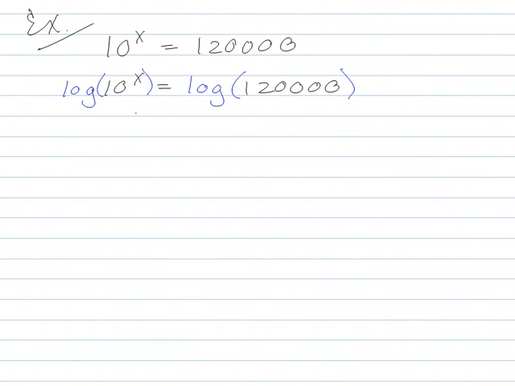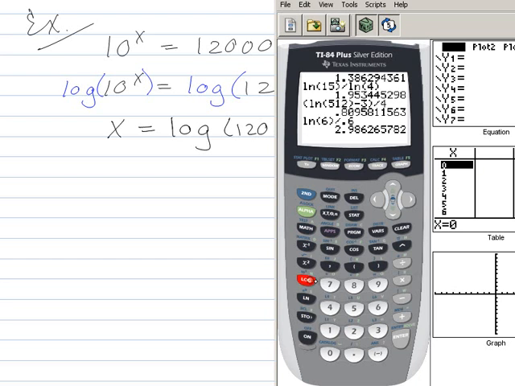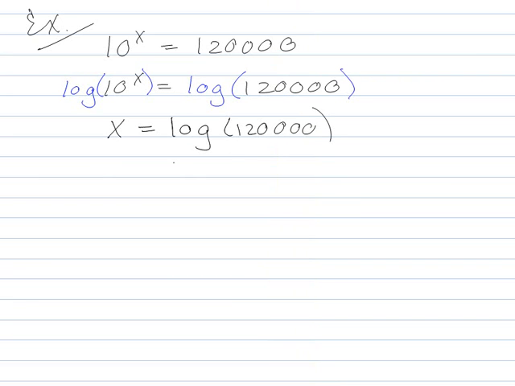So log base 10 of 10 to the x is x. Again, you can pull the exponent out front and simplify it, but you're going to end up with x one way or the other. And now x is log of 120,000. And this is a really short problem because you just go log 120,000 and say thank you, 5.079. So about 5.079.